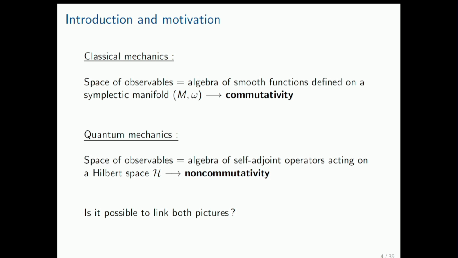But at the quantum level, the space of observables is no longer a space of smooth functions. This is an algebra of operators. And so in this case, we have naturally a non-commutative product at the level of this algebra. And so the natural question is, can we link both pictures? Because intuitively we can think that the two are related in some sense.